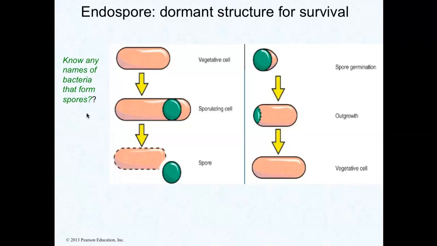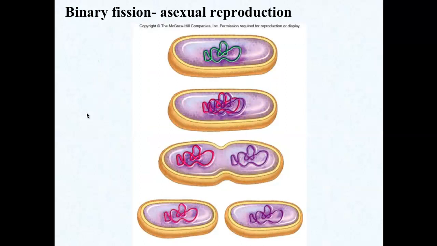All right, let's talk about reproduction. Reproduction is very simple. We're just duplicating the DNA inside of the cell and then cutting the cell in half. This is called binary fission. It's not as complicated as mitosis, so there are no steps that you need to know. You just need to know that with binary fission, you create two identical cells.